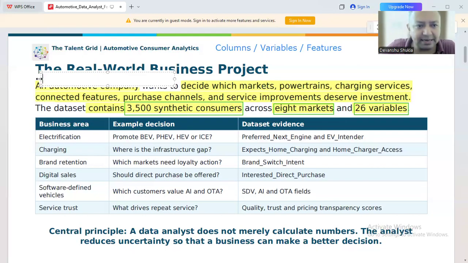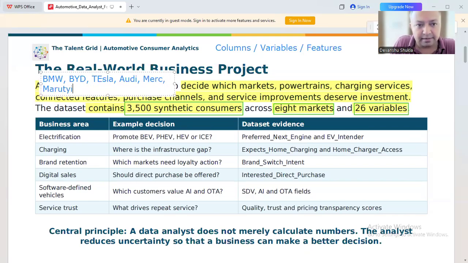ओके, इट कुड बी एनीथिंग. लेट्स से BMW हो सकती है, BYD हो सकती है, टेस्ला हो सकती है, ऑडी हो सकती है, एनी कंपनी. लेट्स से मर्सिडीज हो सकती है, या मारुति भी हो सकती है. ठीक है, हुंडई हो सकती है. Okay, any of these companies could be there.